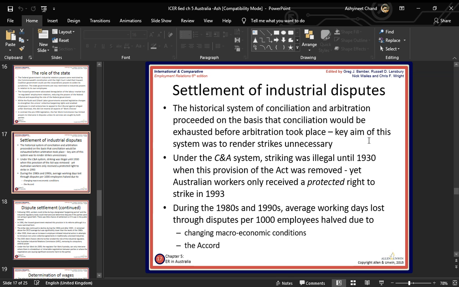Under the conciliation and arbitration system, striking was illegal until 1930, when this provision of the act was removed. Yet Australian workers only received a protected right to strike in 1993. So even though from the 1930s onwards striking was not illegal, Australian workers only received a protected right to strike in 1993. During the 1980s and the 90s, average working days lost through disputes per 1,000 employees halved due to changing macroeconomic conditions and the Accord.